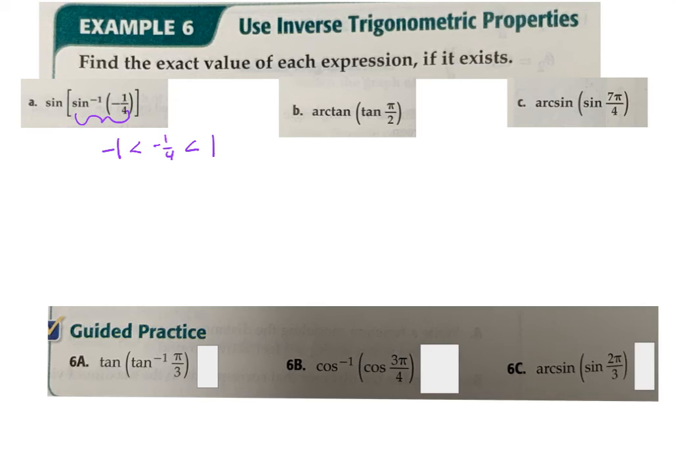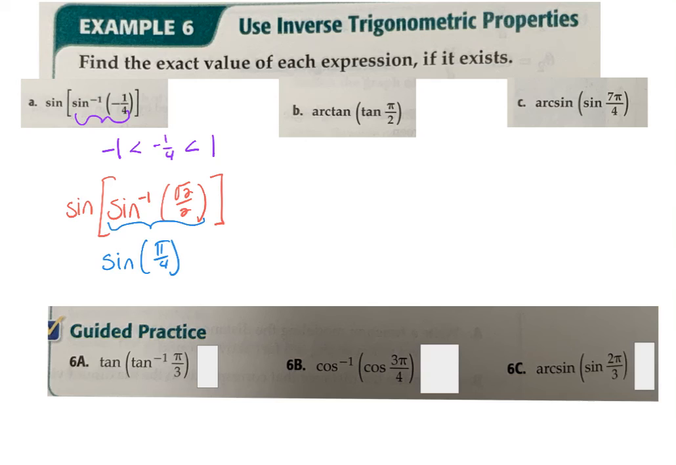Let's do one that we know. Let's say I have the sine of the inverse sine of square root of 2 over 2. So we're going to work the inside out. What angle gives me a sine value of square root of 2 over 2? Look at your unit circle. A 45, or a pi over 4, right? So this inside part would be pi over 4.